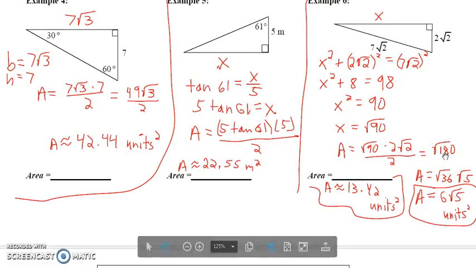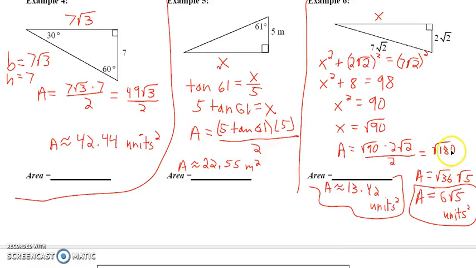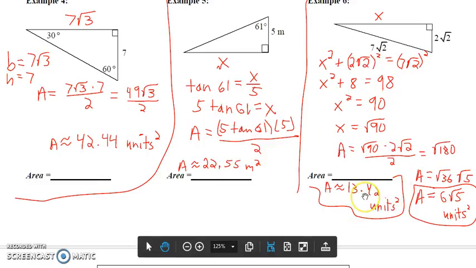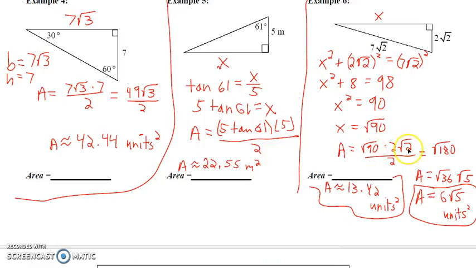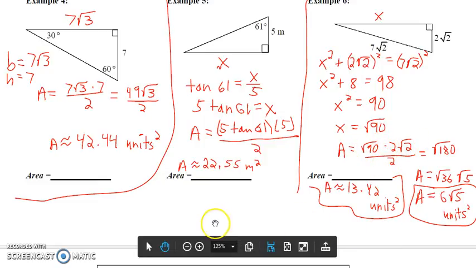I get root 180. This is me over here reducing the radical by factoring out a perfect square. Or if you're just going to do the decimal calculation, you could just type square root of 180 into your calculator, and you would get this. The way that I got the 180, by the way, is root 90 times root 2 is root 180. Now I have to take the root 180 and multiply it by 2, and then divide by 2. So those cancel out. So that's where I got it.